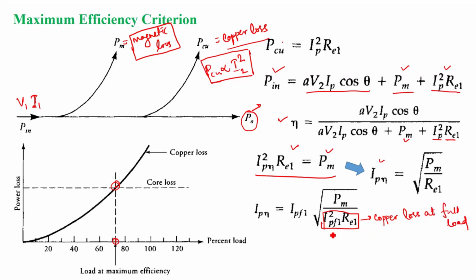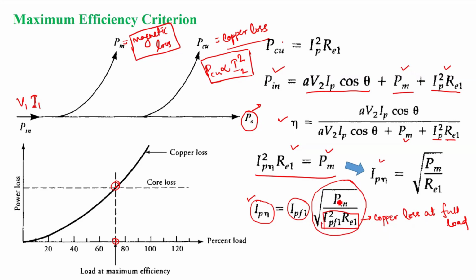Okay. So that means this indicates a fraction. And I_P eta is the load current at which we get the maximum efficiency, right? So that means the current at which you want to find the maximum efficiency. That current we can find just by multiplying the full load current with this fraction.